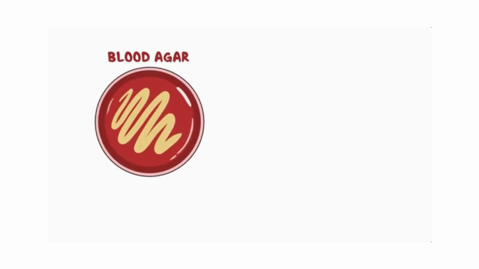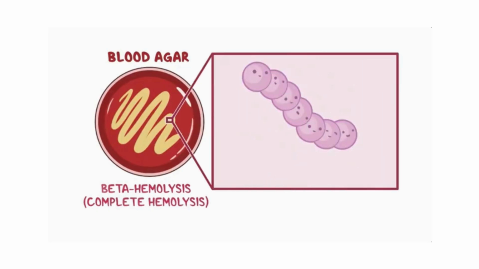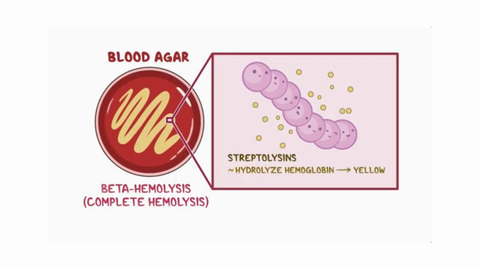Pyogenes colonies cause beta-hemolysis, also called complete hemolysis. That's because strep pyogenes makes toxins known as streptolysins, which hydrolyze the hemoglobin in red blood cells to transparent yellow color byproducts.